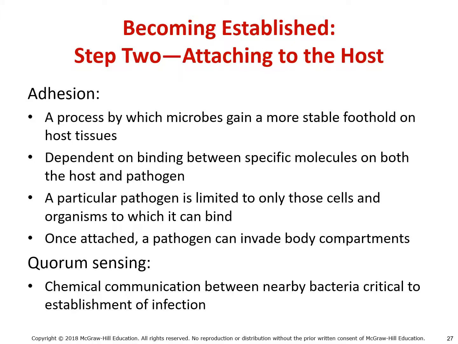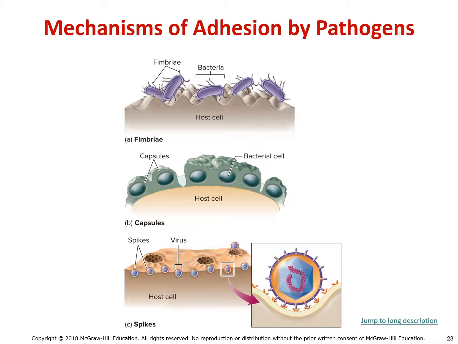Another important thing that affects where a microorganism is most likely to attach is quorum sensing, which, again, was that chemical messaging to encourage specific microbes to grow in specific places. So here are some illustrations of some of the things that would lead to greater adhesion by pathogens. Things like fimbriae, capsules, or even, again, spikes on viruses.